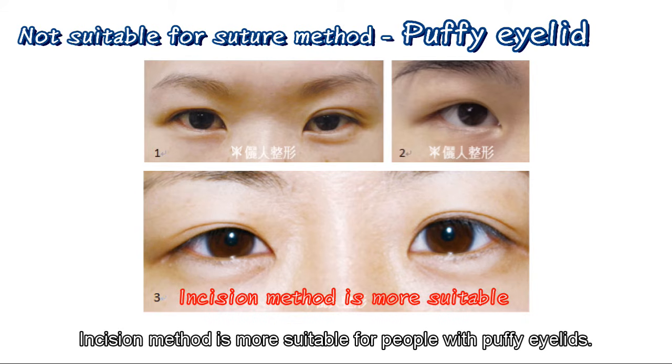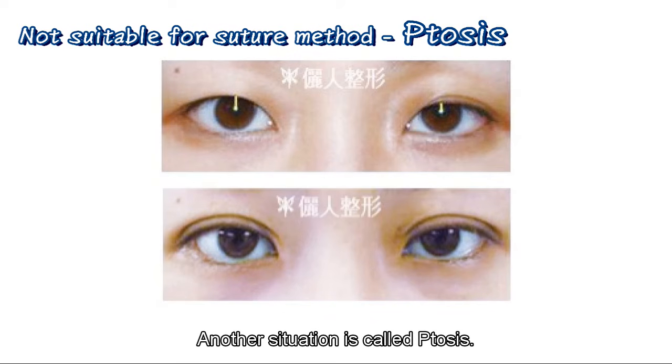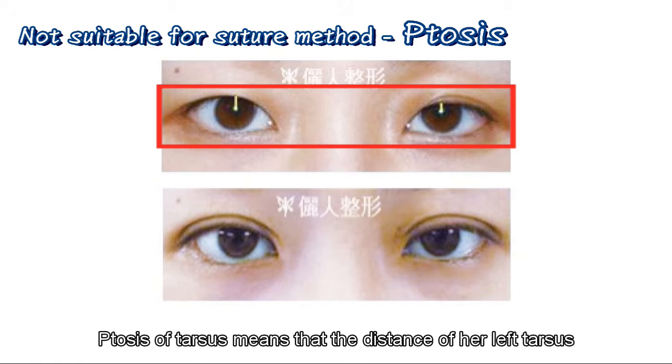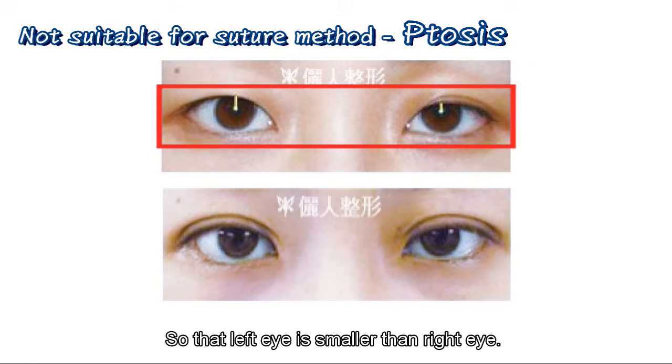Incision method is more suitable for people with puffy eyelids. The folds are deeper and the fading is less likely after incisional method. Another situation is called ptosis. Ptosis of the tarsus means that the distance of her left tarsus to the center point of the pupil is shorter, so that the left eye is smaller than the right eye.